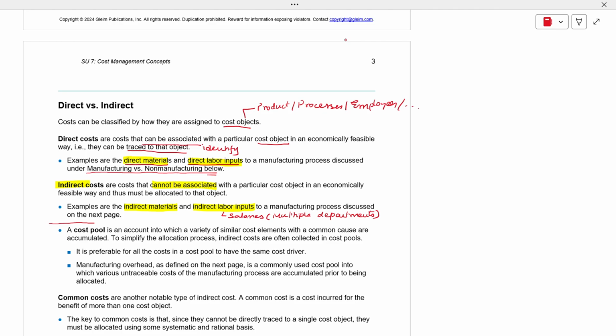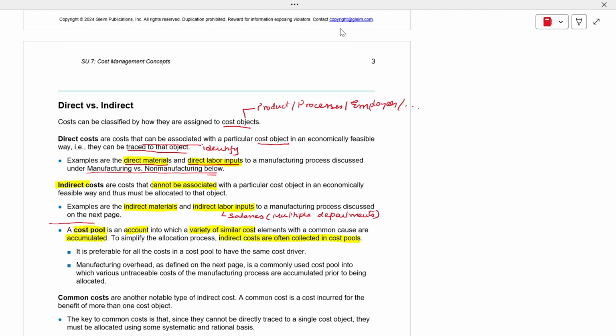If you put all the costs into one class, it is called a cost pool. We should understand what a cost pool is: it is an account where you add together a variety of similar costs, in a summary form, with a common cost accumulated total. To simplify the allocation process, indirect costs are often collected in cost pools.